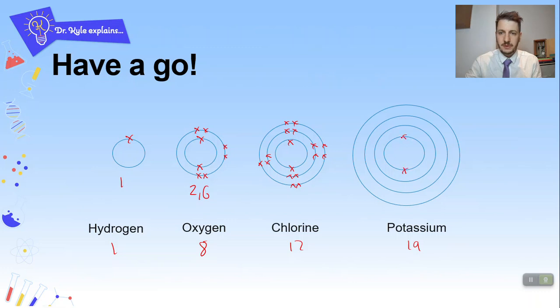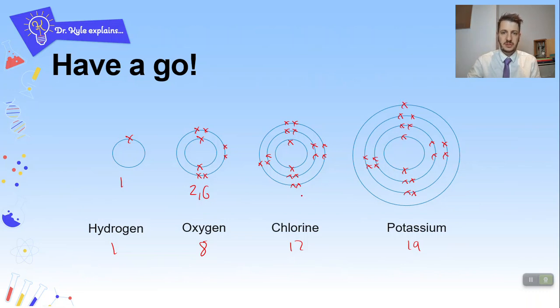Potassium then. 1, 2 electrons in the first shell. 3, 4, 5, 6, 7, 8, 9, 10, 11, 12, 13, 14, 15, 16, 17, 18, 19.